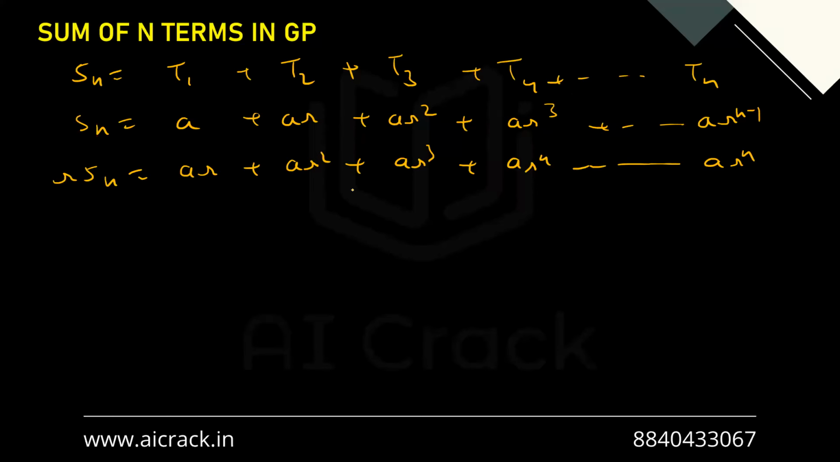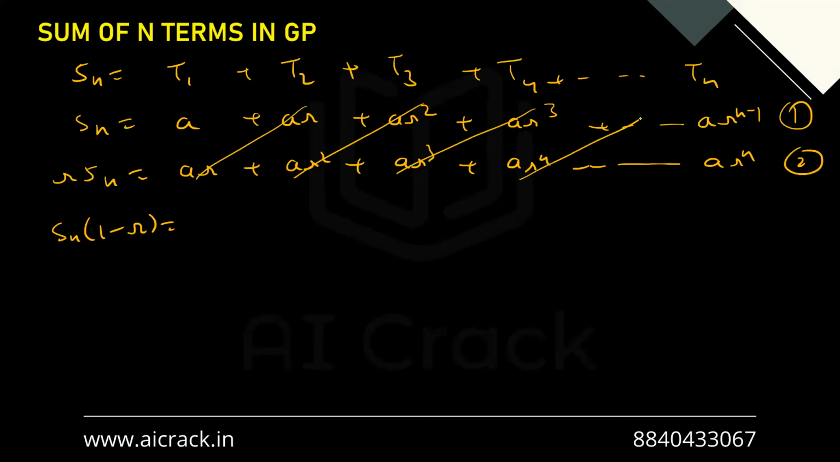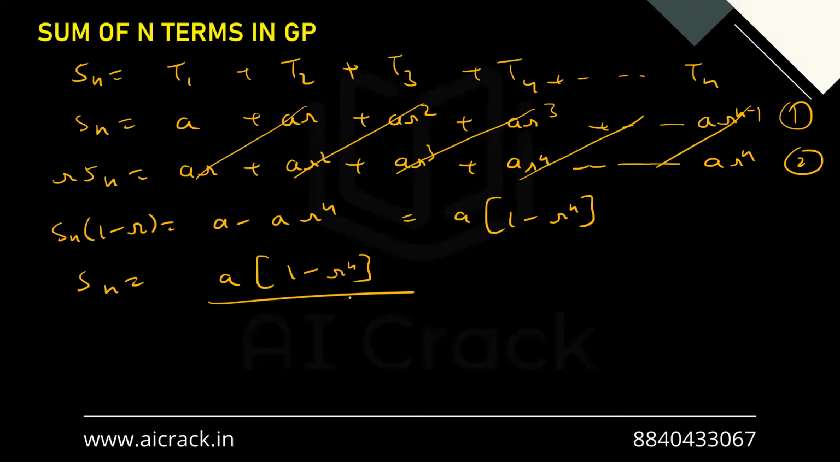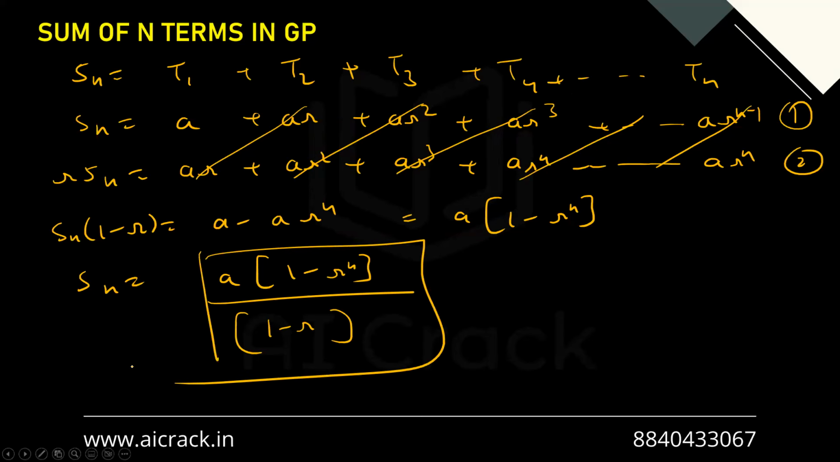Now if we subtract both of these equations, this is equation 1, this is 2. If we subtract 2 from 1, we'll be getting Sn(1 minus r) equals this, and this gets cancelled out, this gets cancelled out. So basically terms are getting cancelled out diagonally. What we're left with is a minus ar^n. So this becomes a times (1 minus r^n). Now Sn becomes a times (1 minus r^n) divided by (1 minus r). So this is the summation formula for a GP.